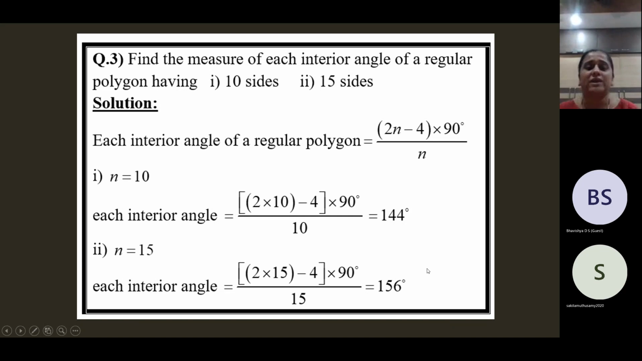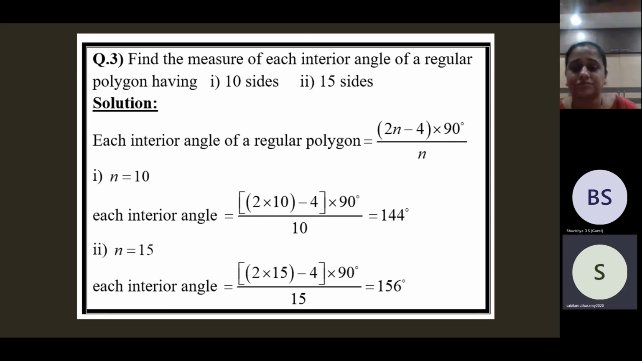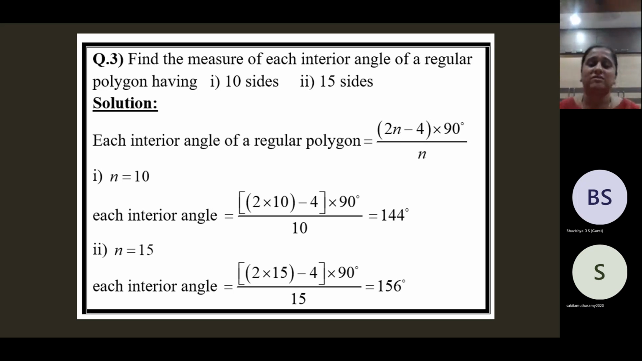In school, what have you learned? n minus 2 into 180 or 2n minus 4 into 90? Ma'am, n minus 2 into 180, ma'am. Swati? Same, ma'am. Oh, then I'll correct this slide. Okay, fine. I'll also work that way.